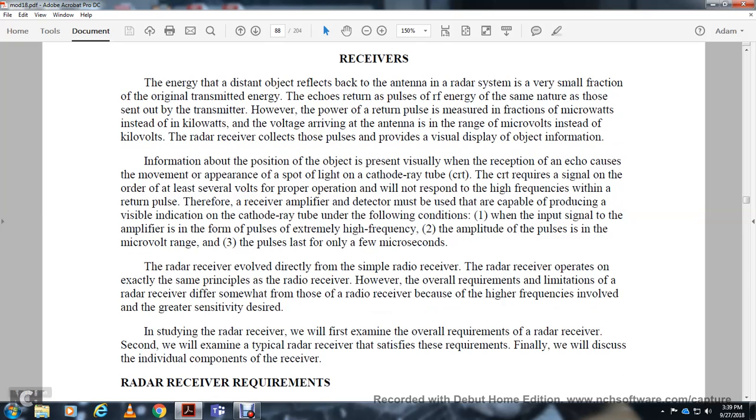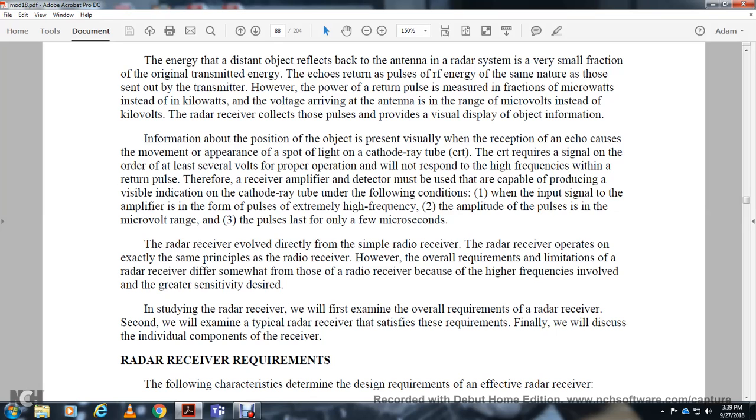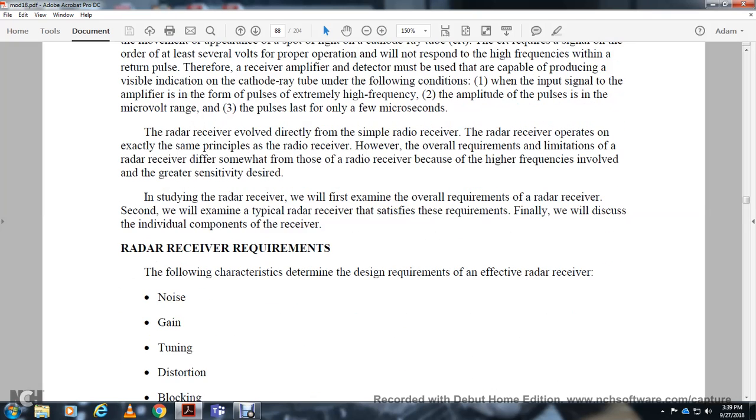The radar receiver is basically a simple radio receiver. It operates on exactly the same principle as a radio receiver, but the overall requirements and limitations differ somewhat from those of a radio receiver, because of the high frequencies involved and the greater sensitivity desired. So with the radar receiver, we will first examine the overall requirements of the radar receiver. Second, we will examine a typical radar receiver that satisfies the requirements. Finally, we'll discover the individual components of the receiver.